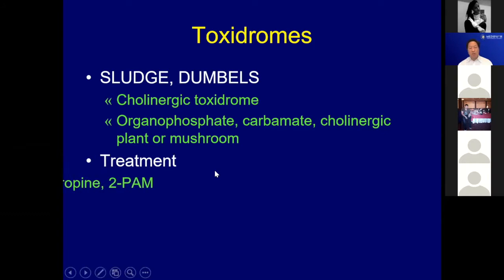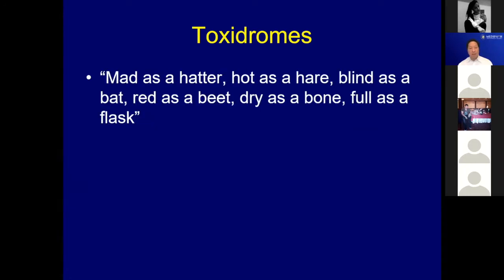So how do you treat these things? You basically treat a cholinergic with an anticholinergic, which would be atropine, which has muscarinic effects, or you could also use pralidoxime. We call it 2-PAM in the United States, and that's probably reserved for patients with more serious toxic exposures. Next slide. How about this one?